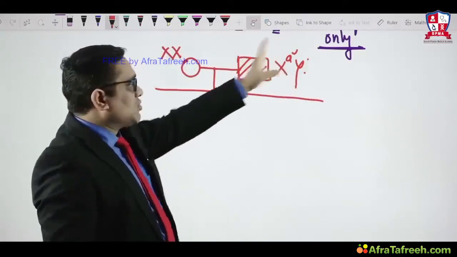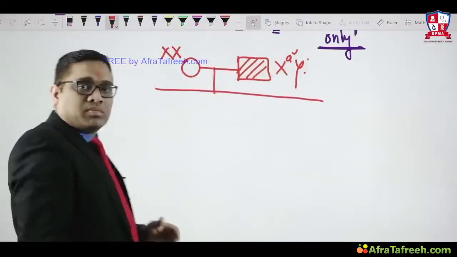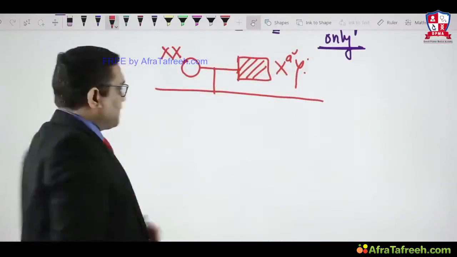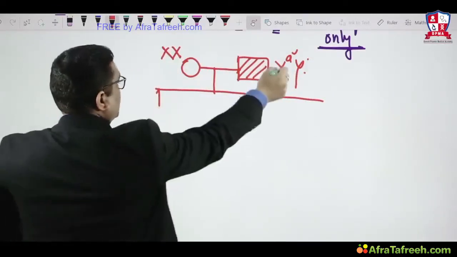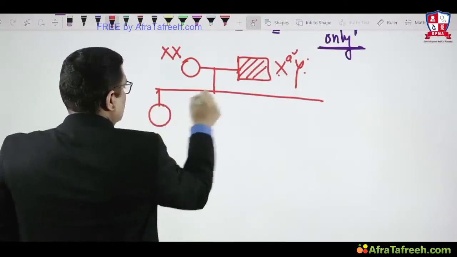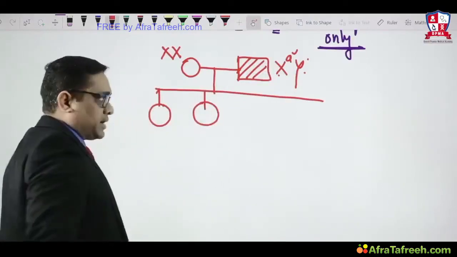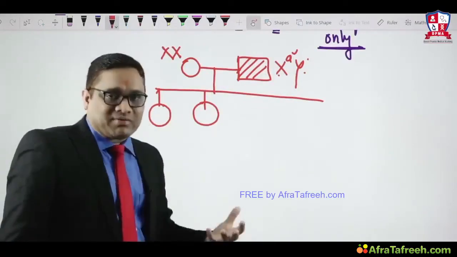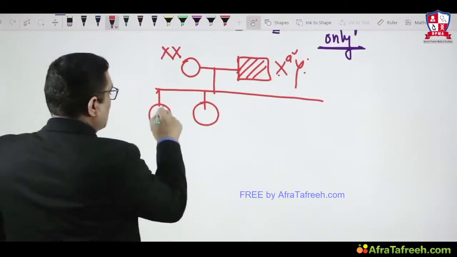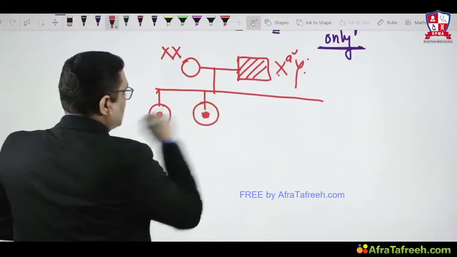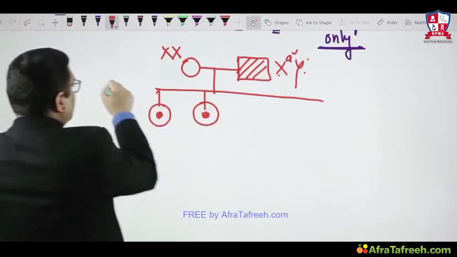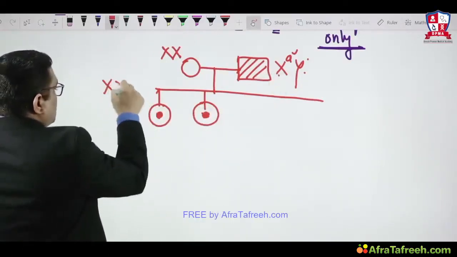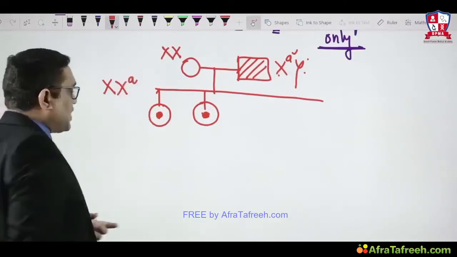So the one X chromosome will be transmitted to whom? Daughter or son? So again, remember, father's X chromosome will be going to daughters only. So daughters will be affected, I should not say affected, daughters will be carriers because it is X-linked recessive. Both daughters will be having this X chromosome, so they are carriers. So this will be like this.